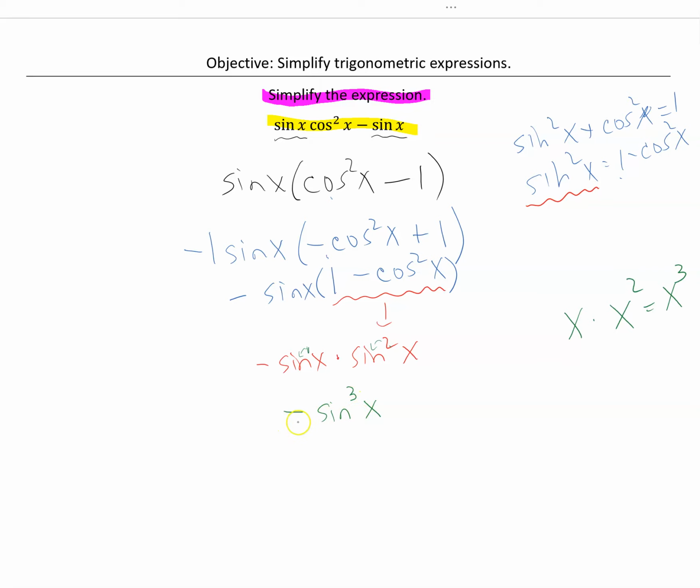And then it has a coefficient of negative 1, and that's fine. Nothing you can do to change that. So this would be considered the simplified form of what we started with. So this is equal to negative sine cubed x in its simplest form. All right, let's look at another one.